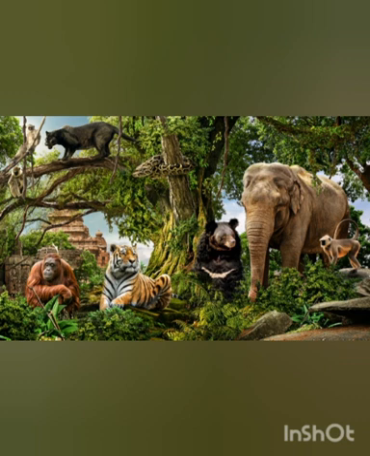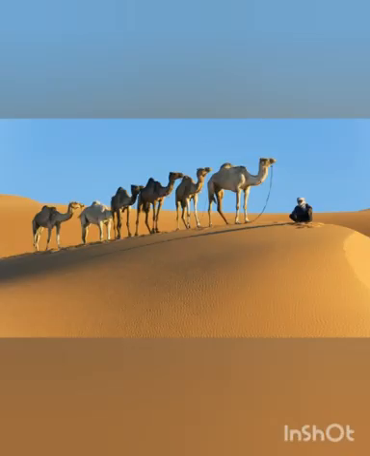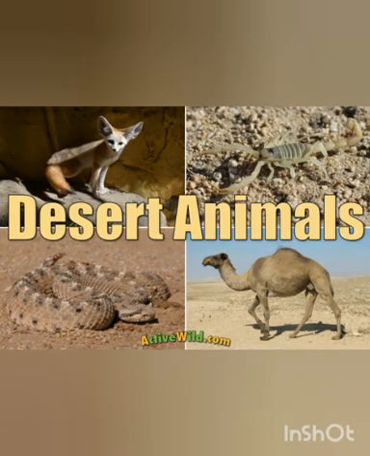So next one is desert. What is a desert? A desert is a dry, sandy place that receives very little rainfall. A desert is full of sand. It is very hot during the day and very cold during the night. We cannot find water in deserts. The animals that are found in the desert are camels, rattlesnakes, ground squirrels, etc.